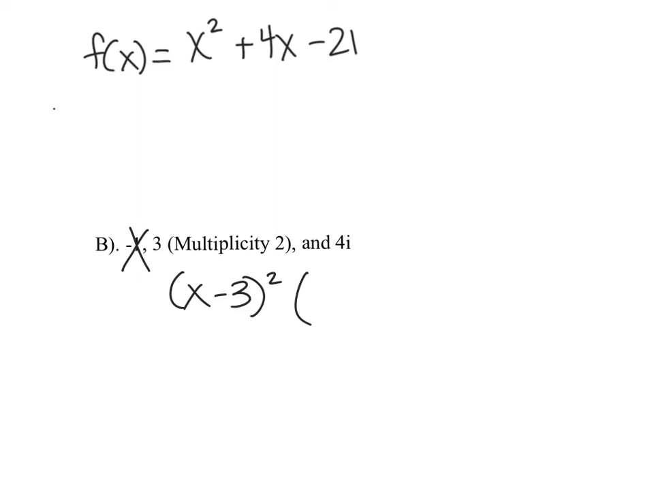Now, if you have an imaginary zero, you have to use its conjugate. So we are going to have -4i also. So we're then going to write those two factors that it would have come from. So we're going to have x minus 4i and x plus 4i. What I would suggest is do the imaginary parts together, and then we're going to FOIL out x minus 3 times x minus 3.